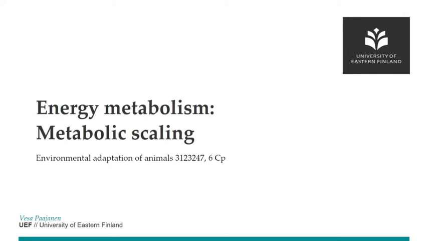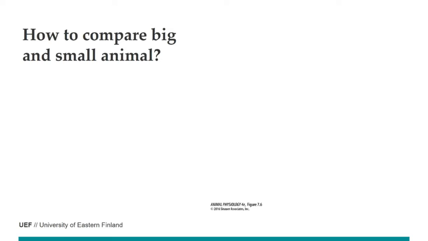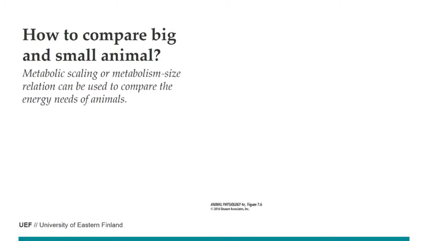So now we understand how we can measure metabolic activity directly or indirectly. But how can we compare whether a lizard or a human is more efficient in its metabolism? How do we compare small and large animals, and ectotherms versus endotherms? We can use metabolic scaling, or the metabolism-size relation, meaning the same thing, to compare the energy needs of different kinds of animals.